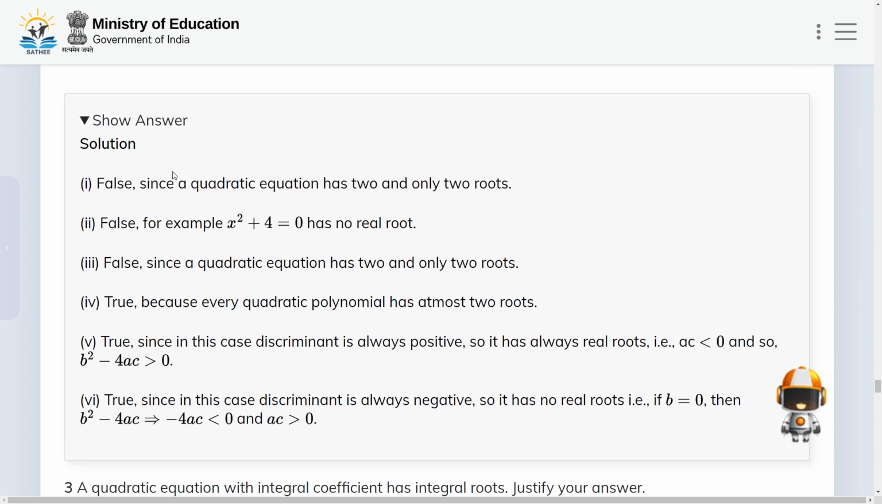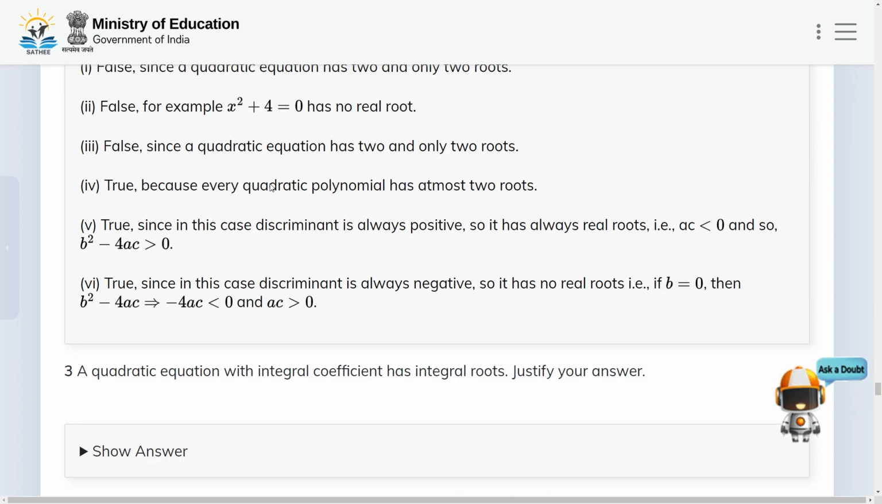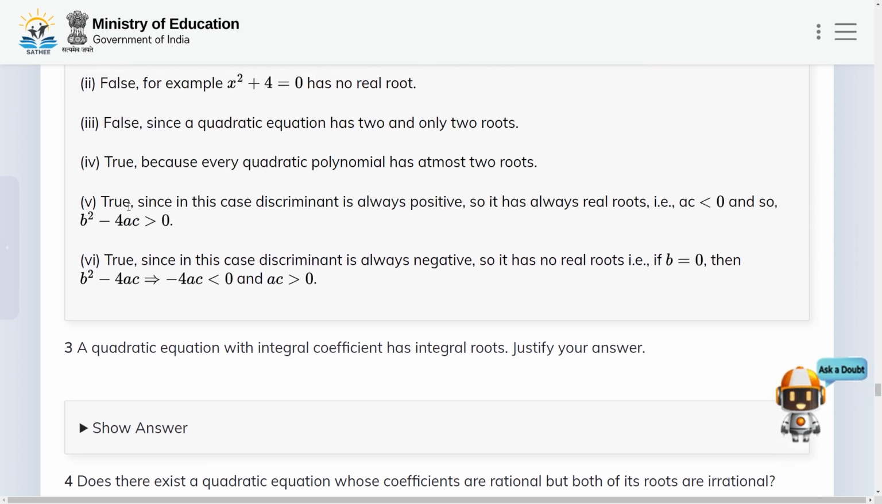And the fifth one: if the coefficient of x square and the constant term of a quadratic equation have opposite signs, then the quadratic equation has real roots. This is true, since in this case the discriminant is always positive, so it always has real roots. That is, ac is less than 0, and so b square minus 4ac is greater than 0.